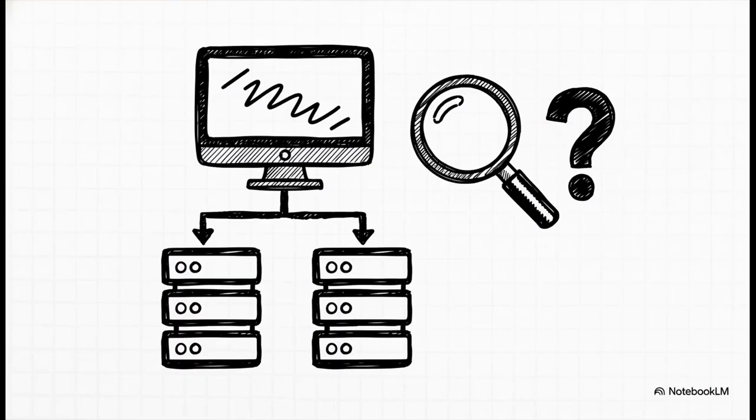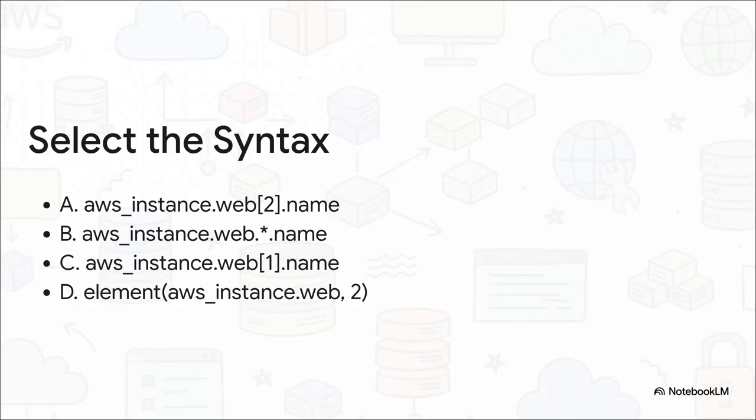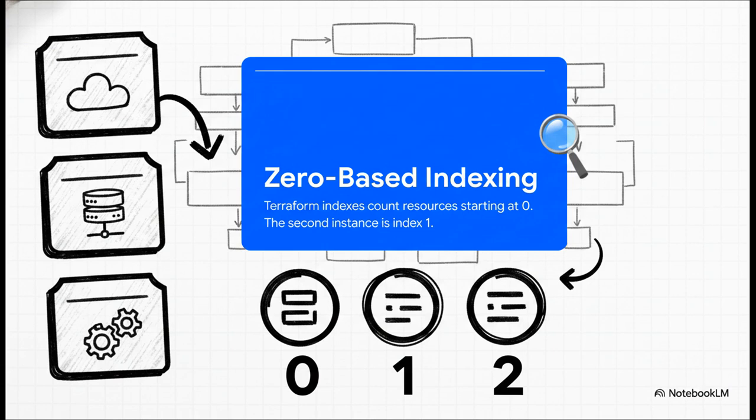Let's try something a little trickier, a syntax question. Say you're deploying 2 EC2 instances using the count meta argument. How do you correctly grab the name of the second instance? Look at these options. Which of these specific HCL formats is the actual correct way to pull that attribute? The correct answer is C. And this is a perfect illustration of zero-based indexing. Since that first instance is always index 0, the second one is always going to be index 1. It sounds like a super simple concept, right? But trust me, it is incredibly easy to get tripped up on this when you're rushing through a timed exam.